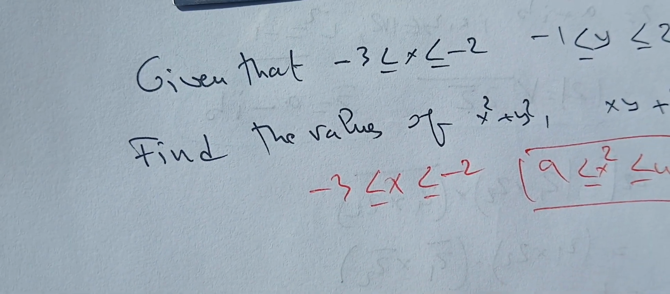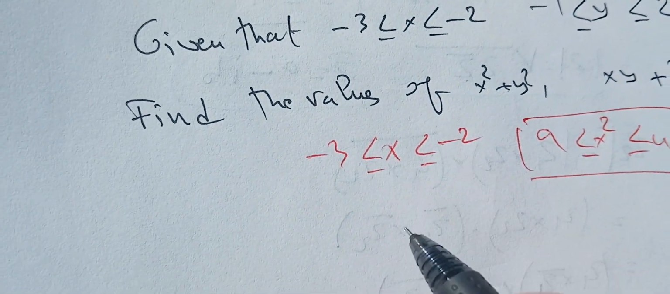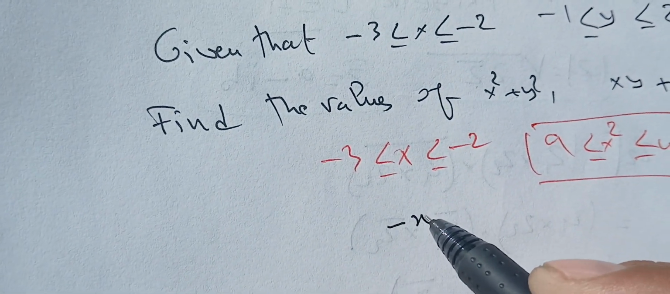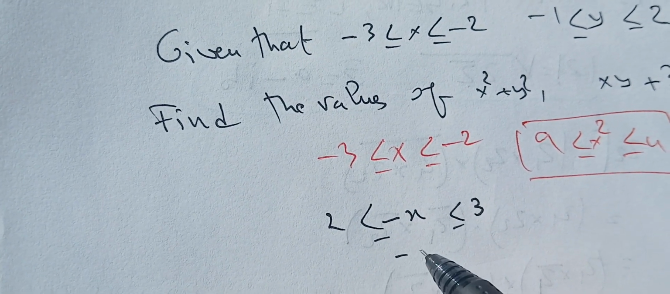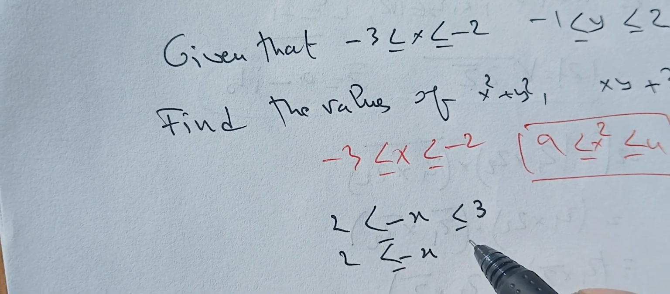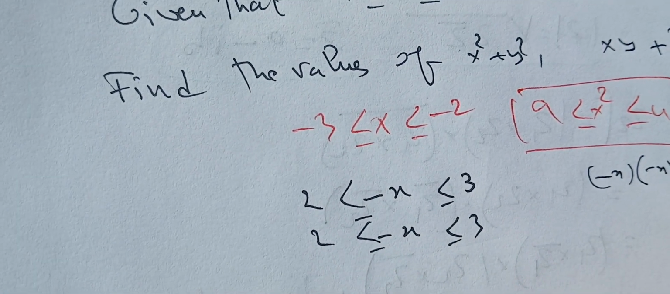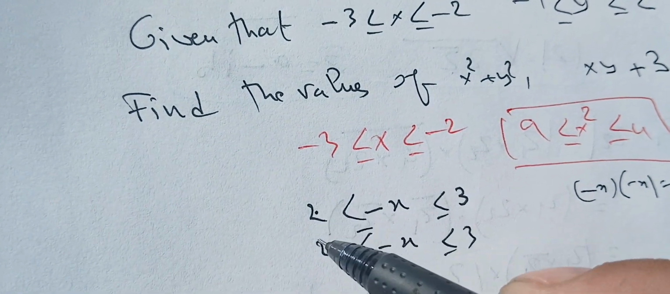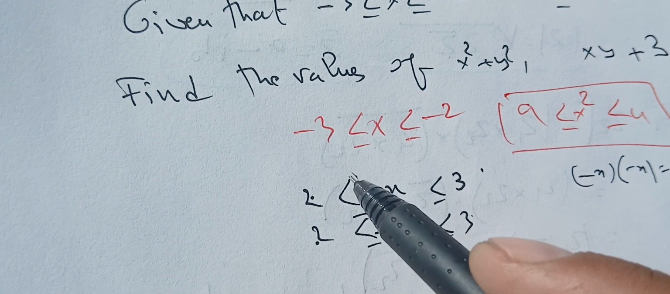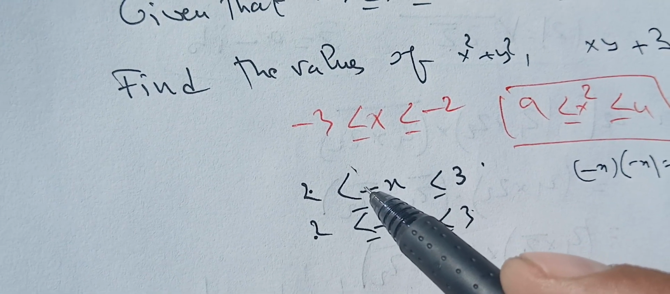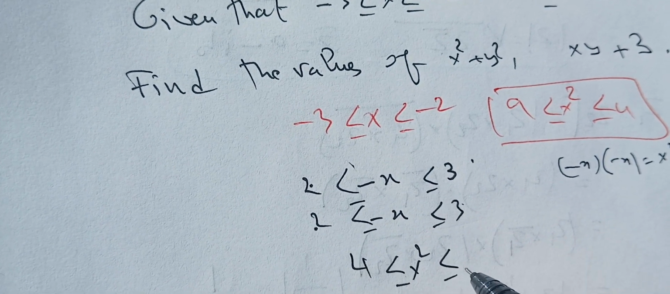So what we do in this case is multiply by minus x. We get minus x is between 2 and 3. And minus x times minus x is x squared. This is a positive number, this is a positive number, the same thing for here. Nothing is going to change in these less than or equal signs. So we have x squared is between 4 and 9.